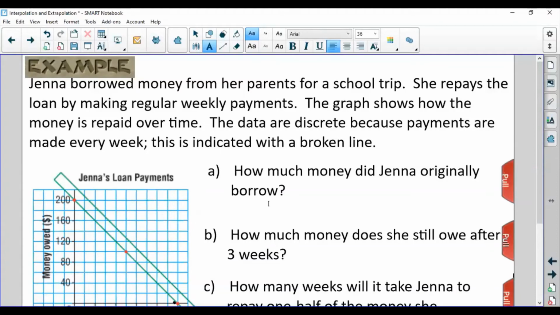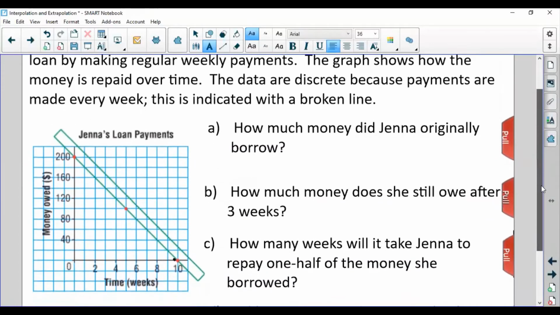Example: Jenna borrowed money from her parents for a school trip. She repays the loan by making regular weekly payments. The graph shows how money is repaid over time. The data are discrete because payments are made every week. This is indicated with a broken line.